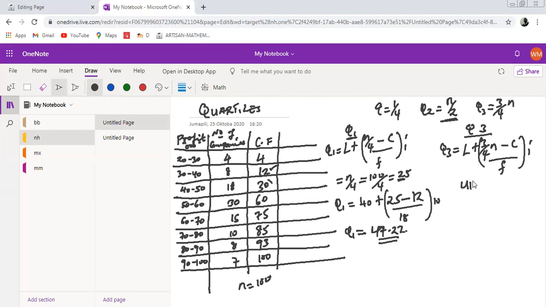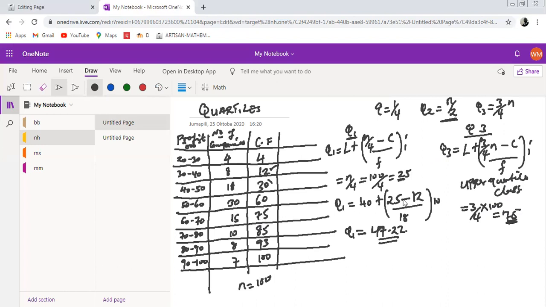So first of all, we need to get the upper quartile class. For the upper quartile class, you just do 3 over 4 times n, which is 100. This is going to be 75. So the 75th company is where our upper quartile is going to be. Where is the 75th going to be?